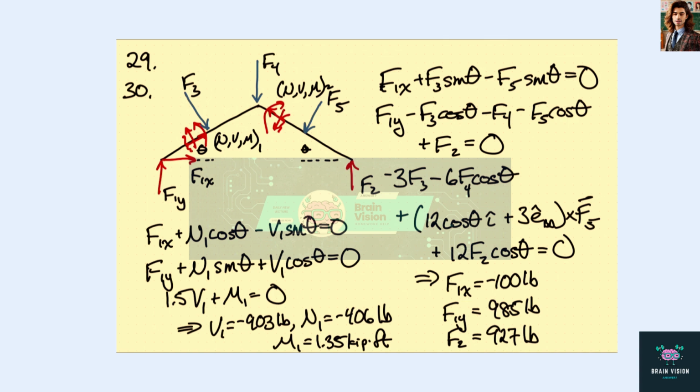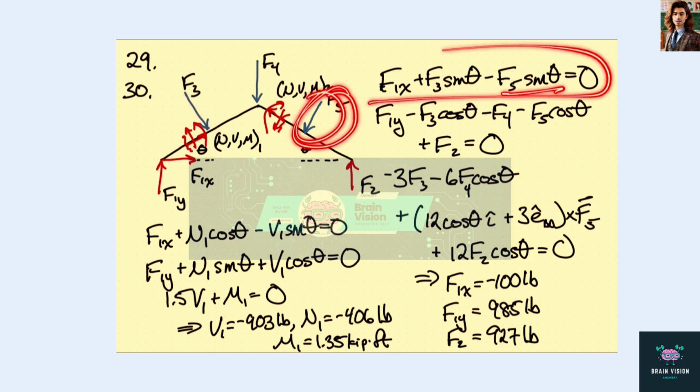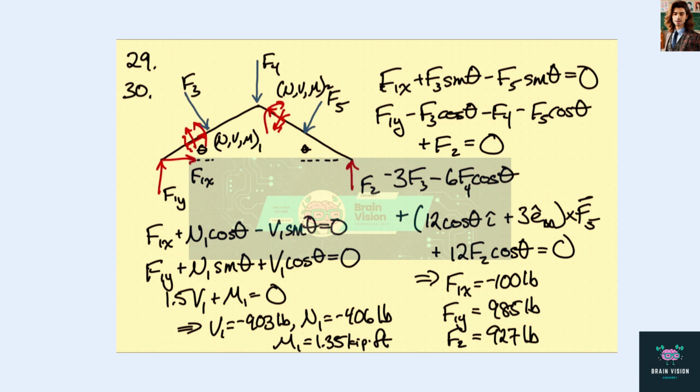So if we look at the whole structure here, we have F1x plus F3 sine theta, the x component, minus F5 sine theta, the x component of this has to be 0. In the vertical direction, here you have F1y minus F3 cosine theta minus F4 minus F5 cosine theta plus F2 equals 0.